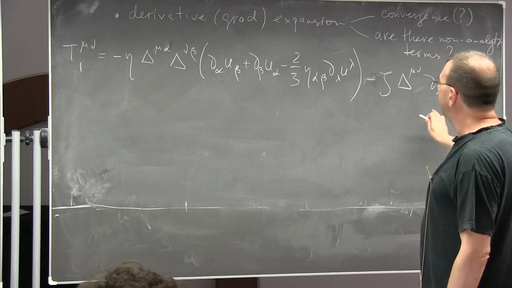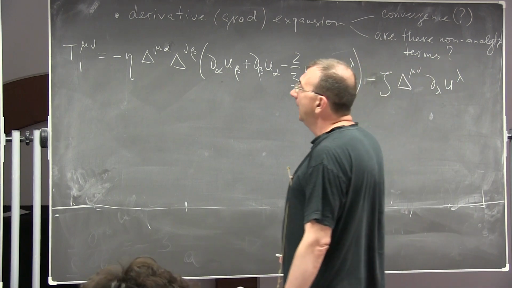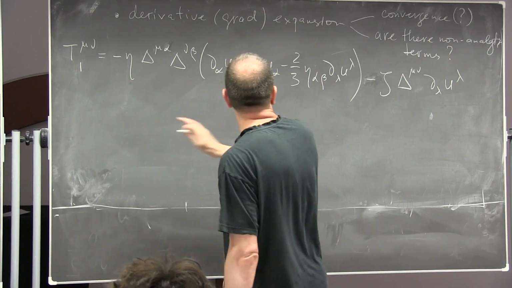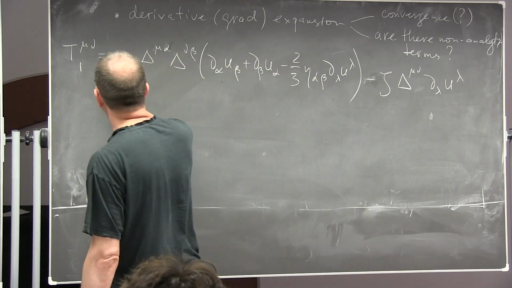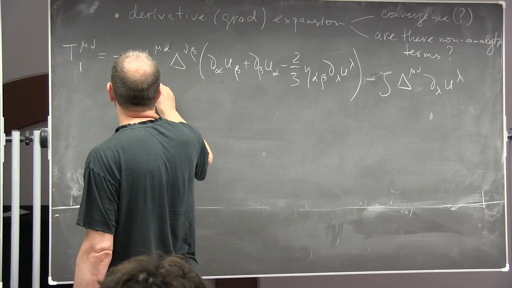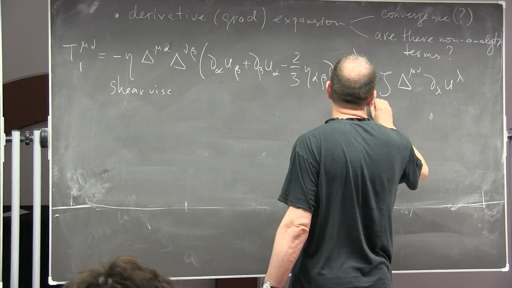So there are two coefficients which enter this expression, and these coefficients are called shear and bulk viscosity correspondingly. So this is shear viscosity, and bulk viscosity.